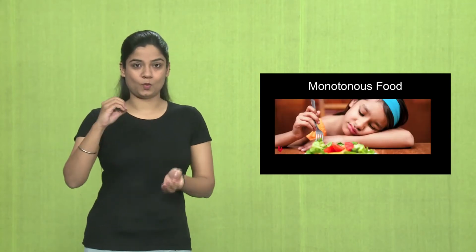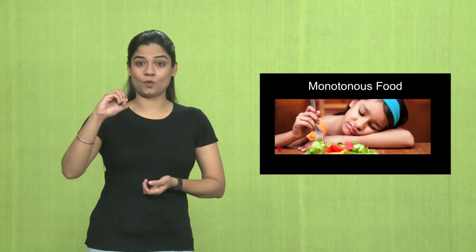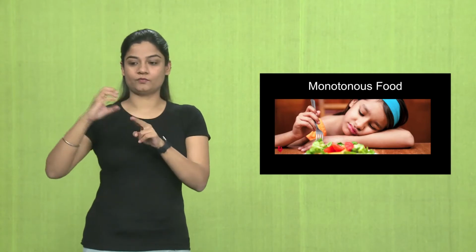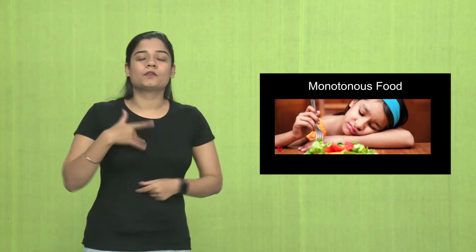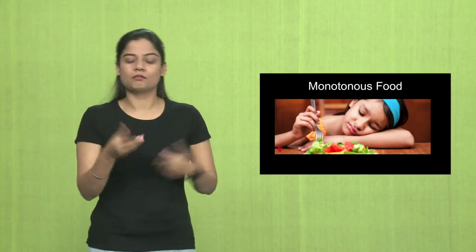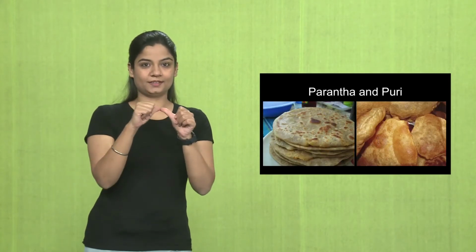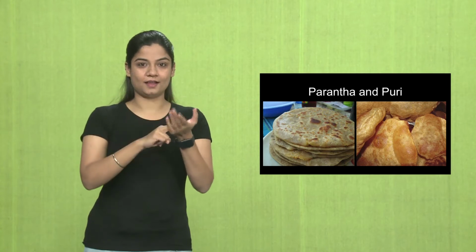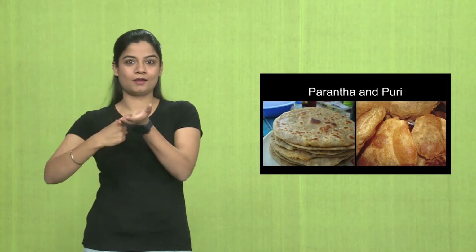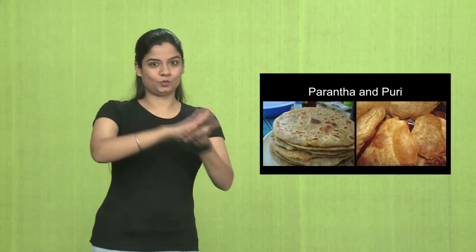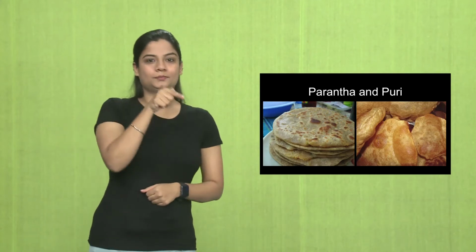Monotonous food. Food lacking in variety and interest. Something you get bored of eating. You don't have interest in eating that kind of food. Paratha and puri. Paratha is an Indian dish which is stuffed with different vegetables made out of wheat. Puri is made out of maida.